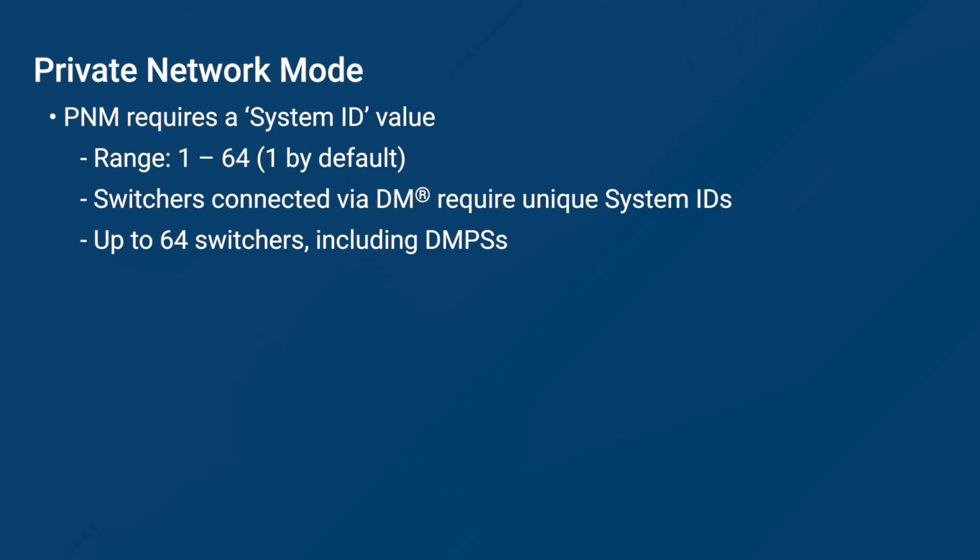Private network mode requires a system ID value. This is something you can set from the front panel or Crestron Toolbox. The range is 1 through 64, 1 by default. Digital media switchers connected by DM require unique system IDs. In other words, if you are cascading DM switchers together, the private network mode ID must be unique between switchers. Using private network mode, you can cascade up to 64 switchers, including DMPS models.